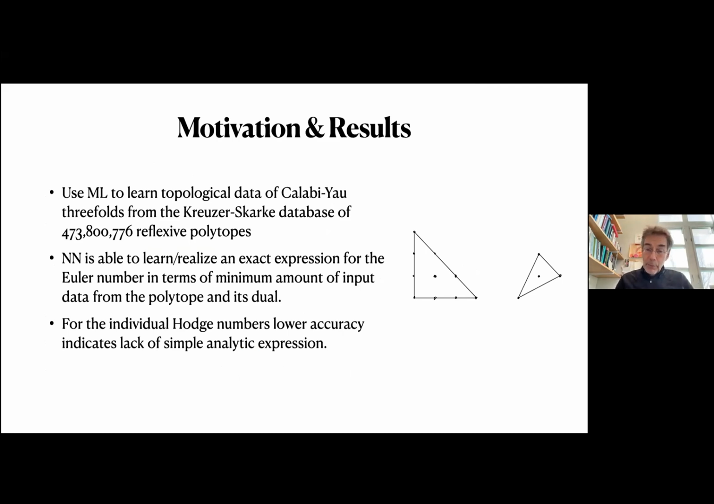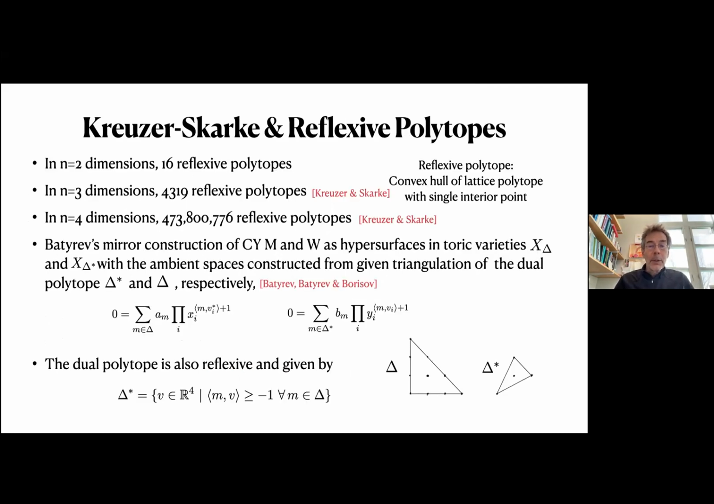So this is what we find in our paper. Now, just a very brief telegraphic review of what the Kreuzer-Skarke database is and the reflexive polytopes. First, the definition of a reflexive polytope is a convex lattice polytope with a single interior point. So the examples that I had on the motivation and results page, down in the corner here, give you the prototypical 2-dimensional case, of which there are 16 reflexive polytopes. These come in pairs, or some of them are their own dual. I'll come to the definition of a dual polytope in a second.